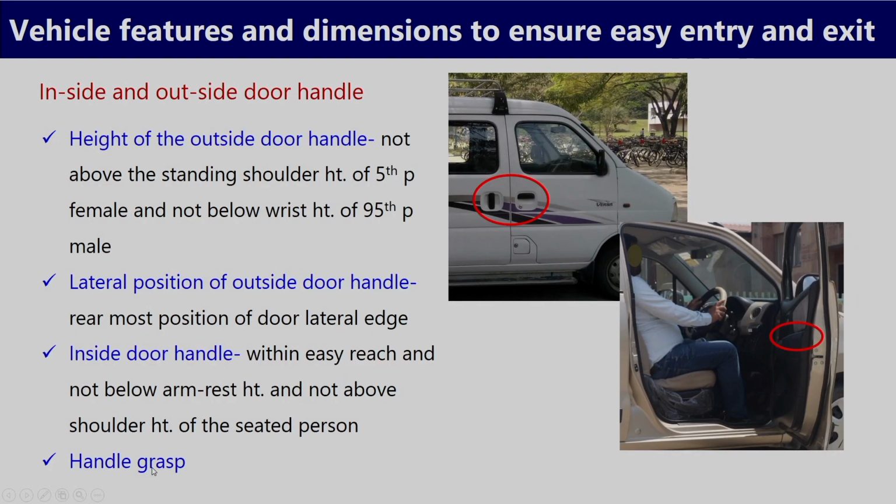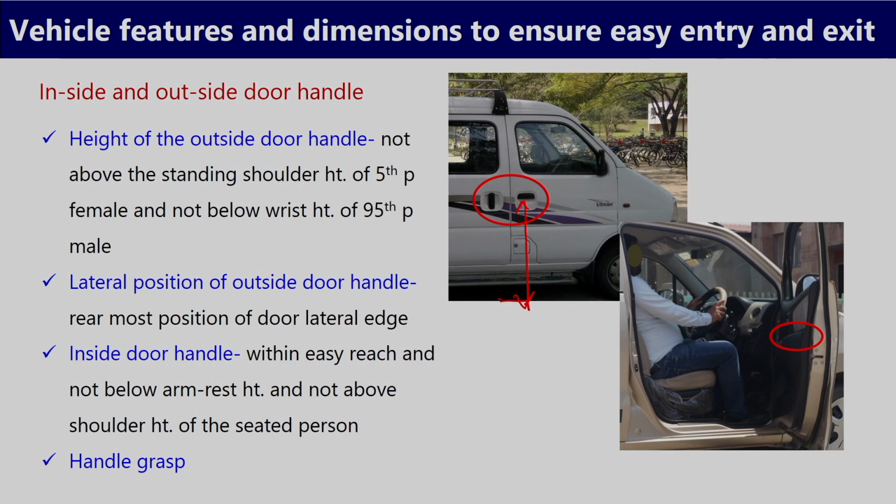Now, inside and outside door handle. From this image you can see these are the outside door handles for the front compartment, that is the driver compartment, and this is the backside compartment for the passengers. So, how should be the design of this door handle and how should be the dimension? If we consider the height of the door handle from the ground, then how much should that height be?